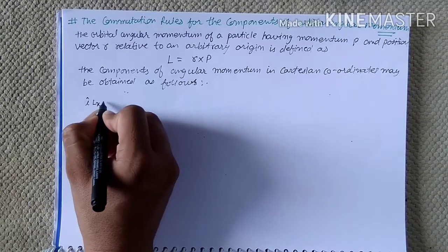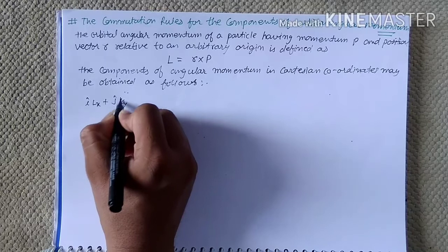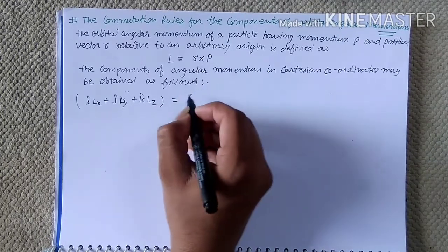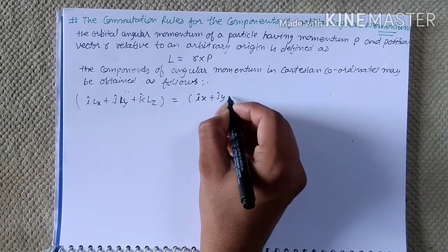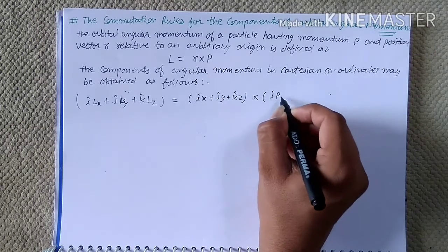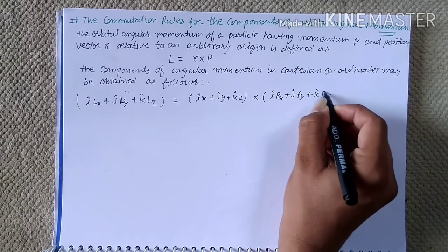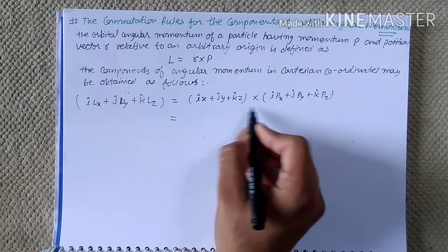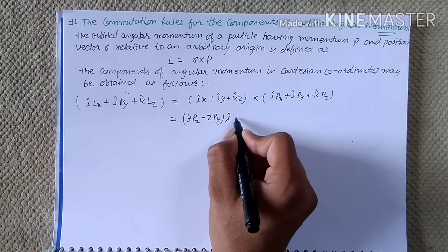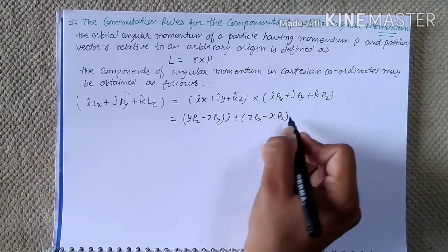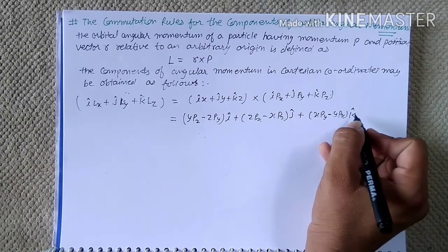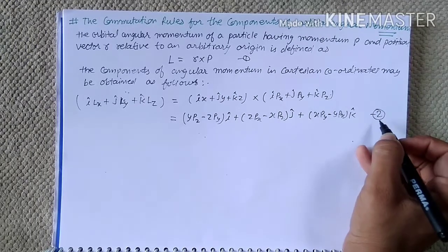i cap Lx plus j cap Ly plus k cap Lz is equal to r cross p, where r is equal to i cap x plus j cap y plus k cap z, and momentum p is equal to i cap px plus j cap py plus k cap pz. This is equation 1. Solving the cross product, we get (y pz minus z py) i cap plus (z px minus x pz) j cap plus (x py minus y px) k cap. This is equation 2.